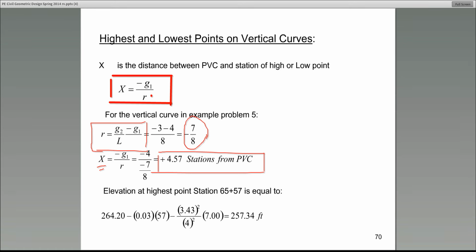So the actual station comes out to be 65 plus 57. All right, pay attention to how we got that. It's 61, which is the station of the PVC. We added 4.57 stations to it, so we end up at 65 plus 57. That is the station of the highest point on this curve that we've been working on. All right, so the next thing, once we know the actual location of the high point, then we need to be able to find the elevation.